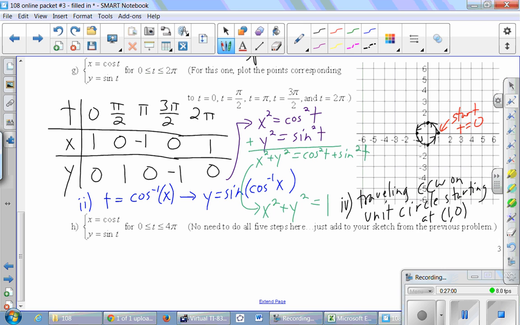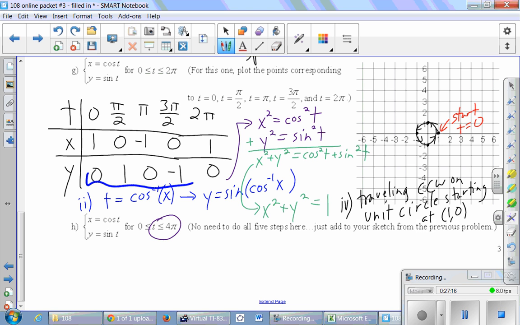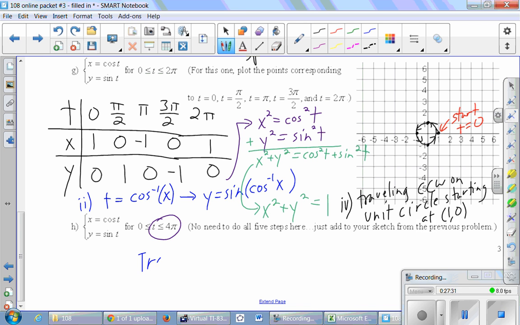Okay, part H, same problem, and it says you don't need to do everything all over again, but just add to the previous sketch. The only difference here is that instead of stopping at 2 pi, we're going to allow t to go around to 4 pi. Well, you can imagine that we're going to get exactly these same 4 points just copied over again. So that was point 1, 2, 3, and 4. And the next points would be here, 5, 6, 7, and 8. So there's nothing really to draw. I guess I'll just describe that here we're just tracing the circle twice.